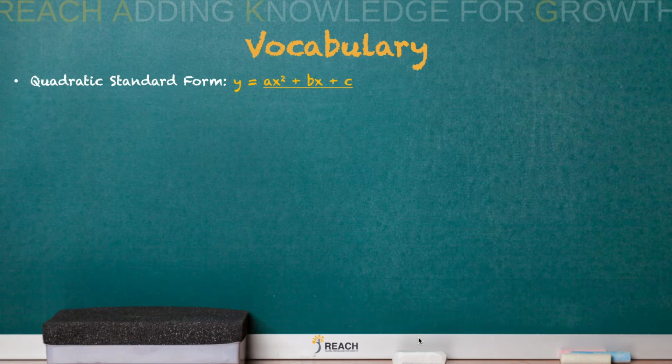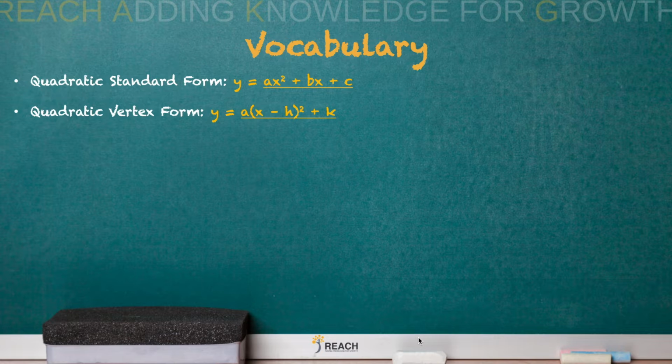So our quadratic standard form is ax squared plus bx plus c. These are our two forms. It can be in the standard form or it can be in your vertex form. That's a times x minus h squared plus k.